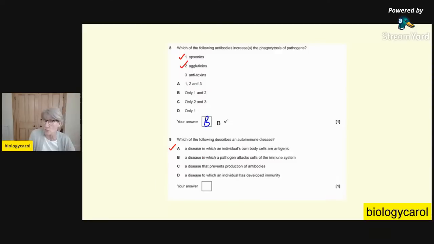But that isn't an autoimmune disease, it's a pathogenic disease. A disease that prevents the production of antibodies? No. And a disease in which an individual has gained immunity? Absolutely not. So the answer is A.